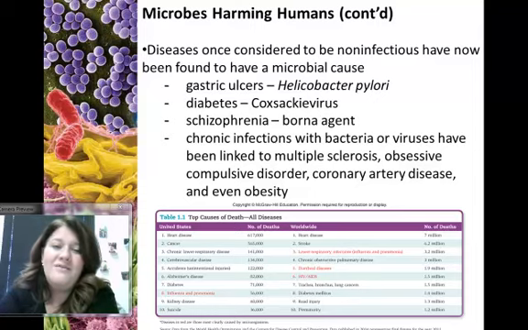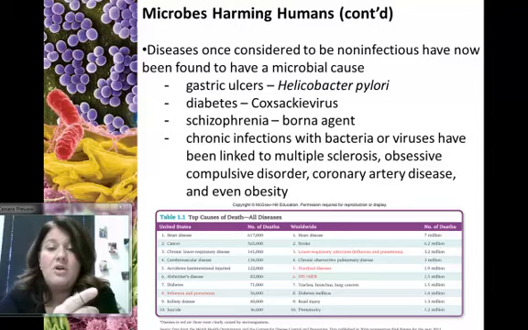One other thing that is very interesting is that diseases that we used to consider non-infectious, in other words, they didn't have a link to a microorganism, have now actually been linked to microorganisms. Probably the best example, one of the first of these in the past 20, 30 years, are gastric ulcers. Helicobacter pylori is the bacteria responsible for causing stomach ulcers. For a very long time, we thought it had a lot to do with genetics or what people ate. In reality, it's an infection.